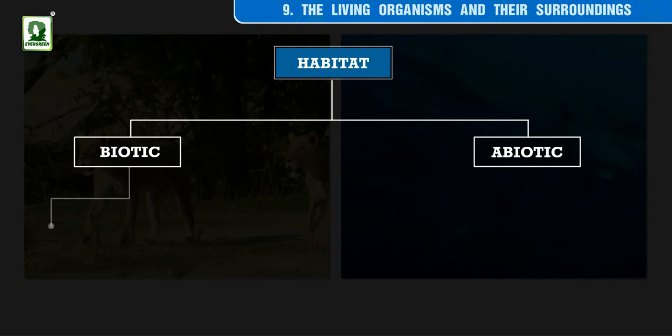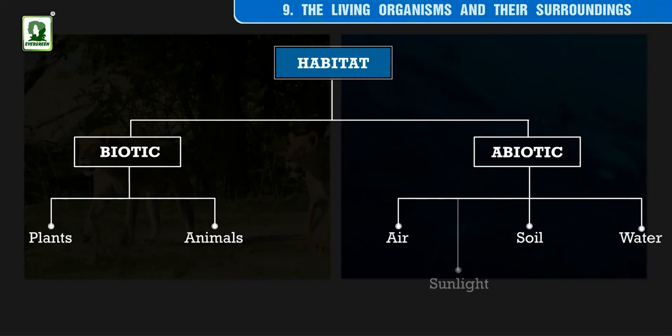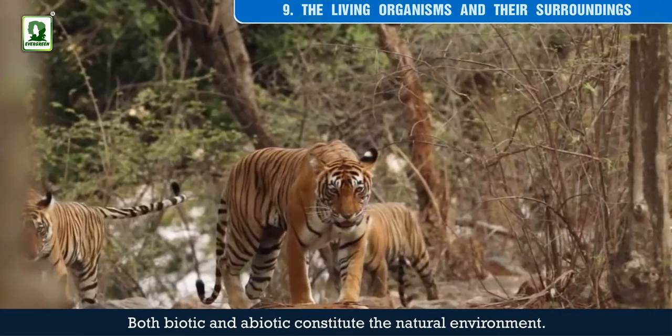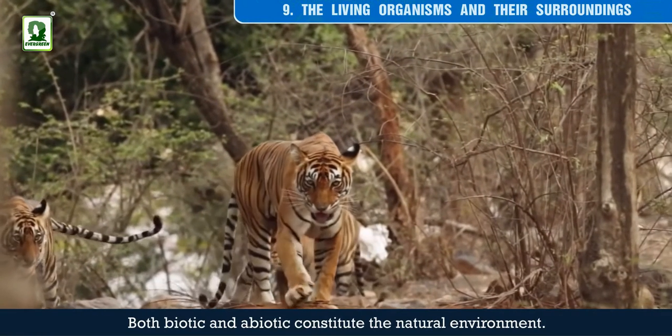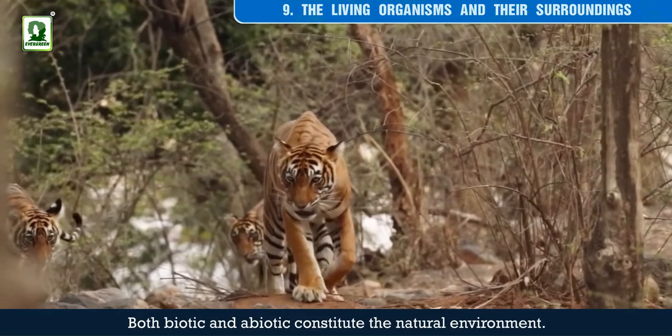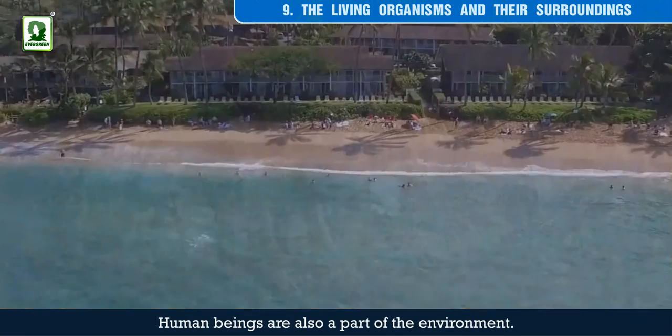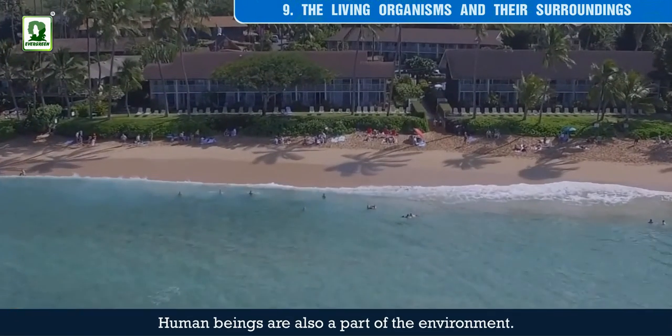All living organisms, including plants and animals, come under the biotic or living components. The non-living or abiotic components include air, water, soil, sunlight, temperature, etc. These components affect the living organisms found in the area. Both biotic and abiotic constitute the natural environment. Human beings are also a part of the environment.